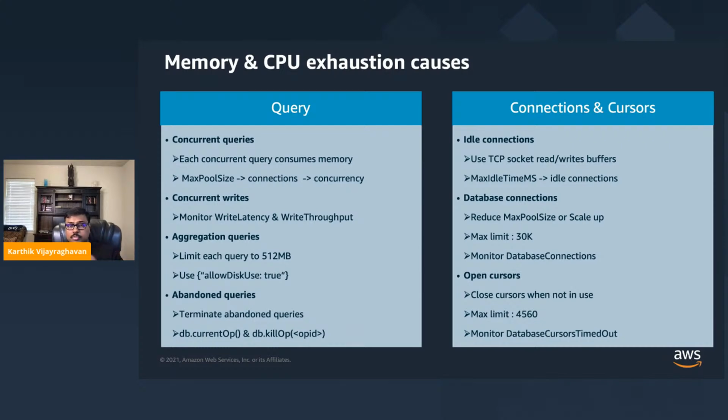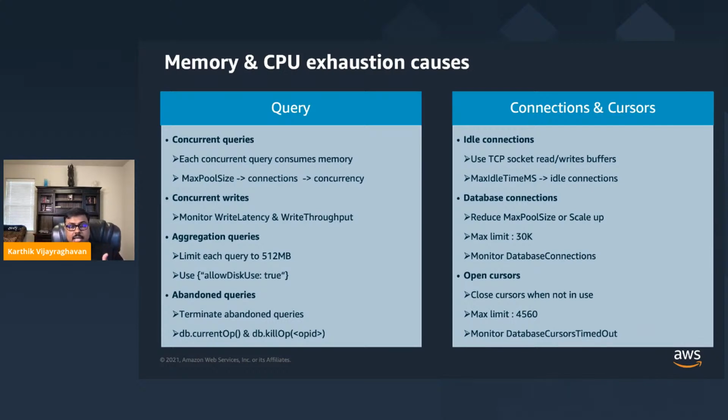When it comes to query, it's important to understand that DocumentDB does not reserve memory on a per query basis or per connection basis. So each query will consume memory. And if you have too many concurrent queries, that is going to increase memory consumption. So one approach to reduce the memory consumption because of concurrent queries is to just reduce the max pool size, because that is going to reduce the number of connections, which is going to reduce the concurrency. And that's for reads, but also for writes, right?